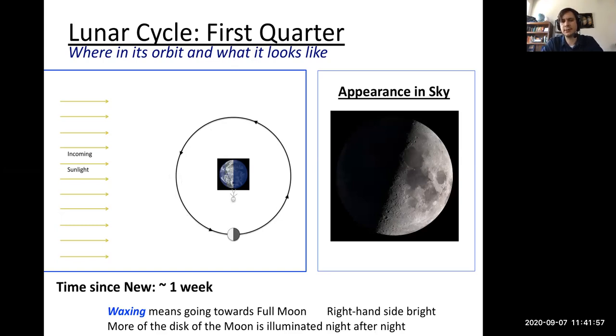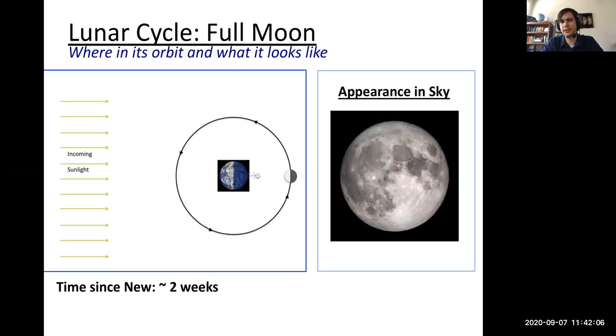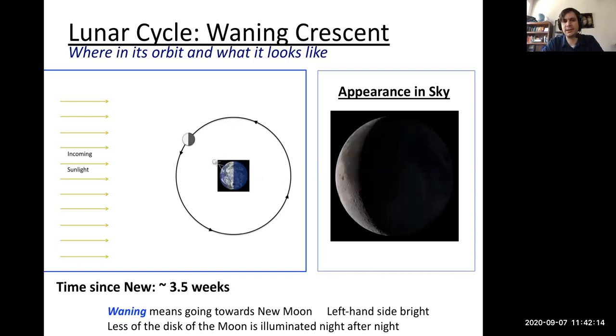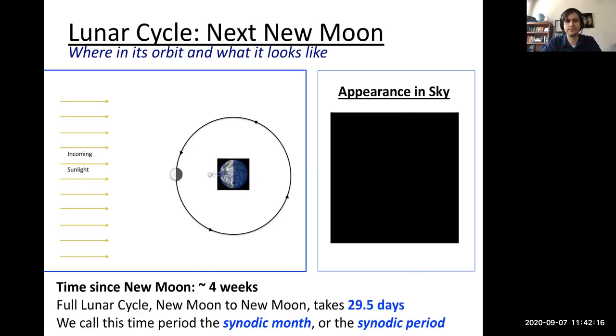Just like in the gibbous phases, they would happen over the course of the week between the first quarter and the full moon, and you'd see a little bit more of the right-hand side, a bigger gibbous day by day. And then same for the waning gibbous and the waning crescents.